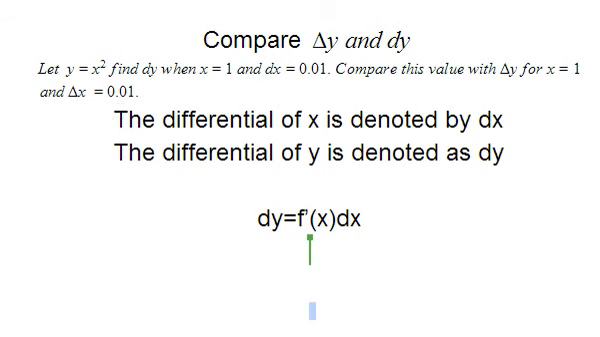Okay. So I guess we need to bring up the board and get started. Alright, so our y, got a couple things to do here. Okay, so y, remember, was equal to x squared. And we want to find dy when x is equal to 1. So the first thing I'm going to do is take the derivative of this thing.